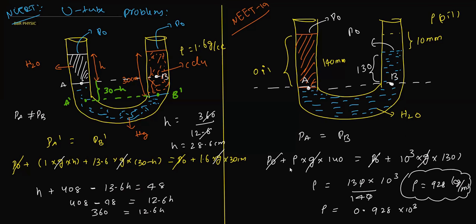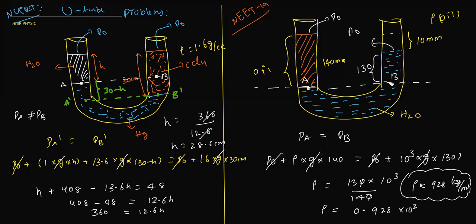130. So P naught and P naught will get cancelled, because if it comes to this side it becomes minus P naught. That's why, cancelling, rho g into 140 equals 10 power 3 into g into 130. g also will get cancelled. So rho into 140 equals 10 power 3 into 130. If I send this 140 to the other side, 130 divided by 140, the 10s will get cancelled, so it is 0.92 times. So 0.928 into 10 raised to 3. If I multiply by 1000, we get 928 kg per meter cube.